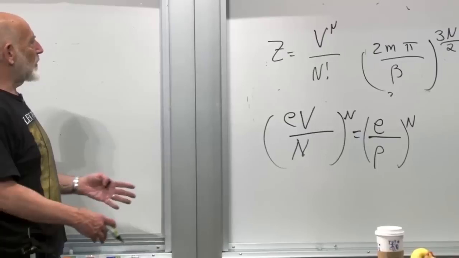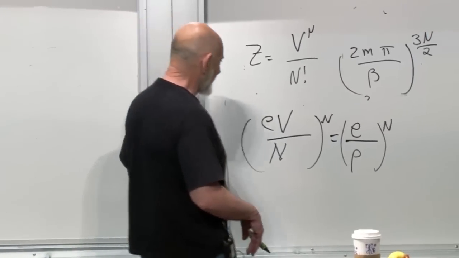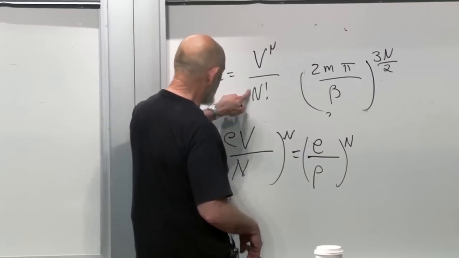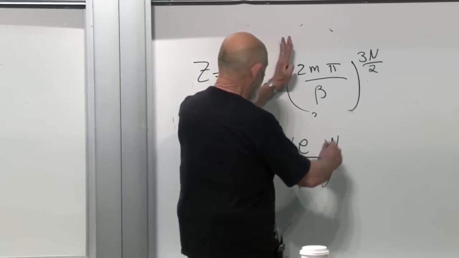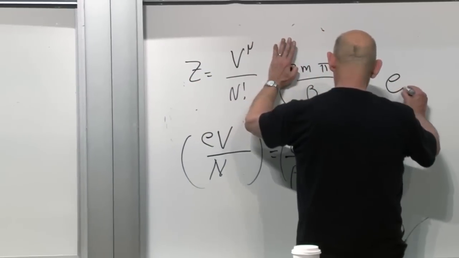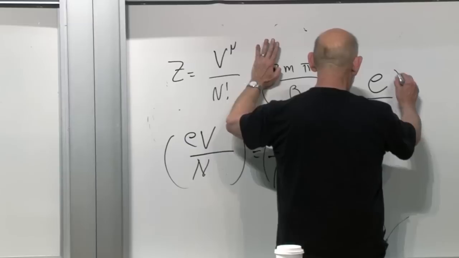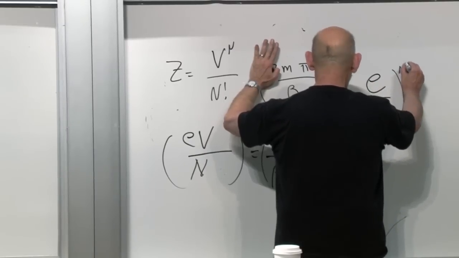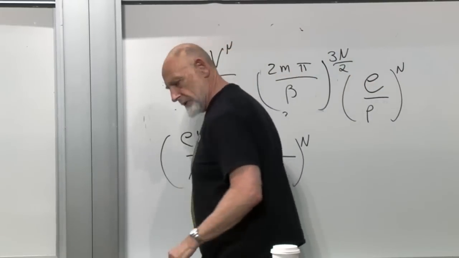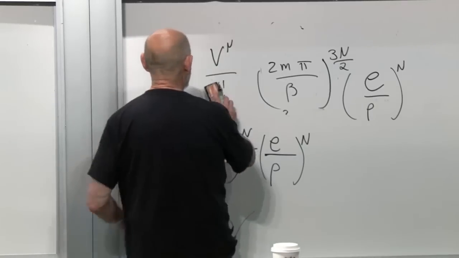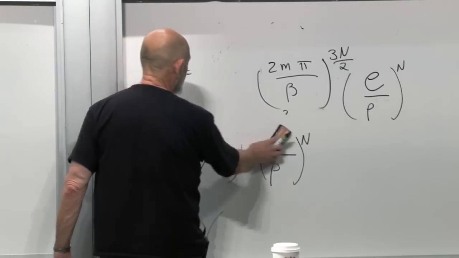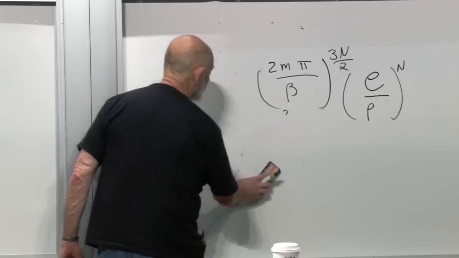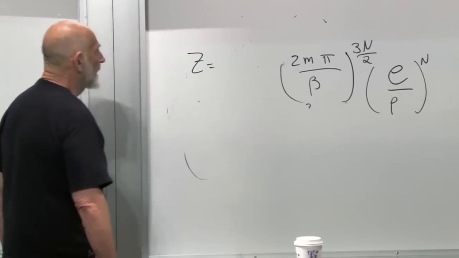All right. So altogether, here's our formula. Z is equal to this factor times e over rho to the power N. That's Z.